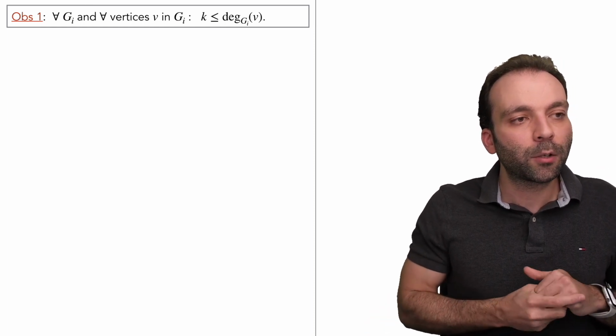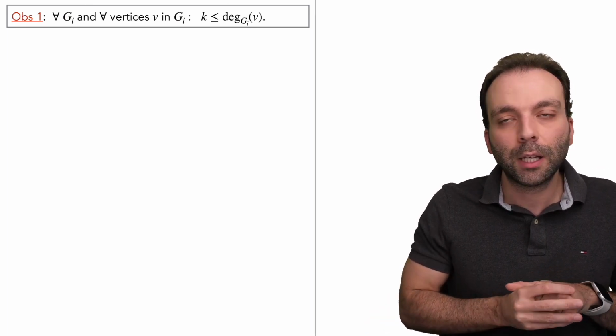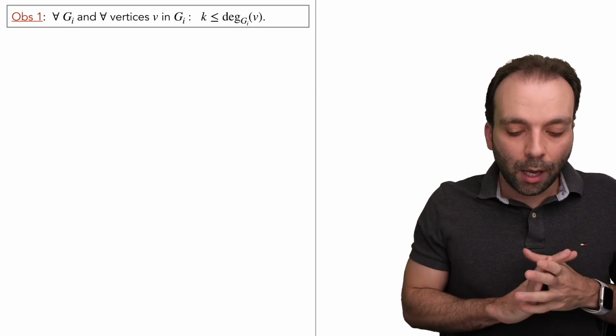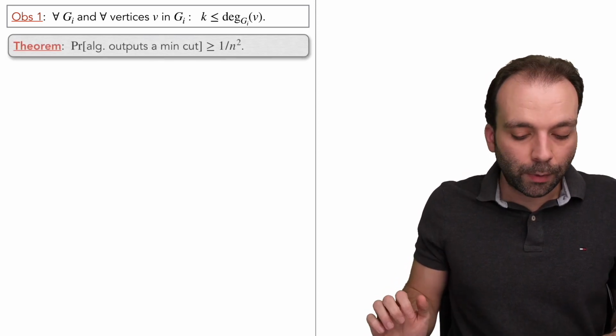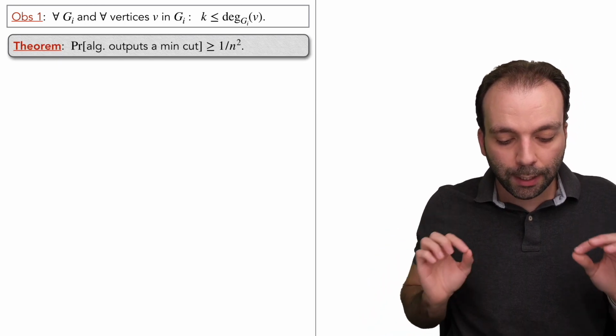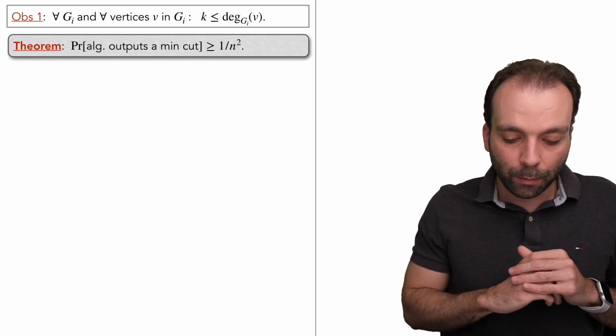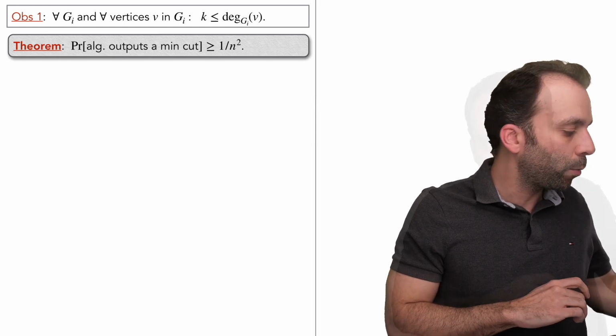All right, so observation 1: for all G_i and for all vertices v in G_i, K is upper bounded by the degree of the vertex. And this is the theorem that we're going to prove now. The probability that the algorithm outputs a minimum cut is at least 1 over n squared.